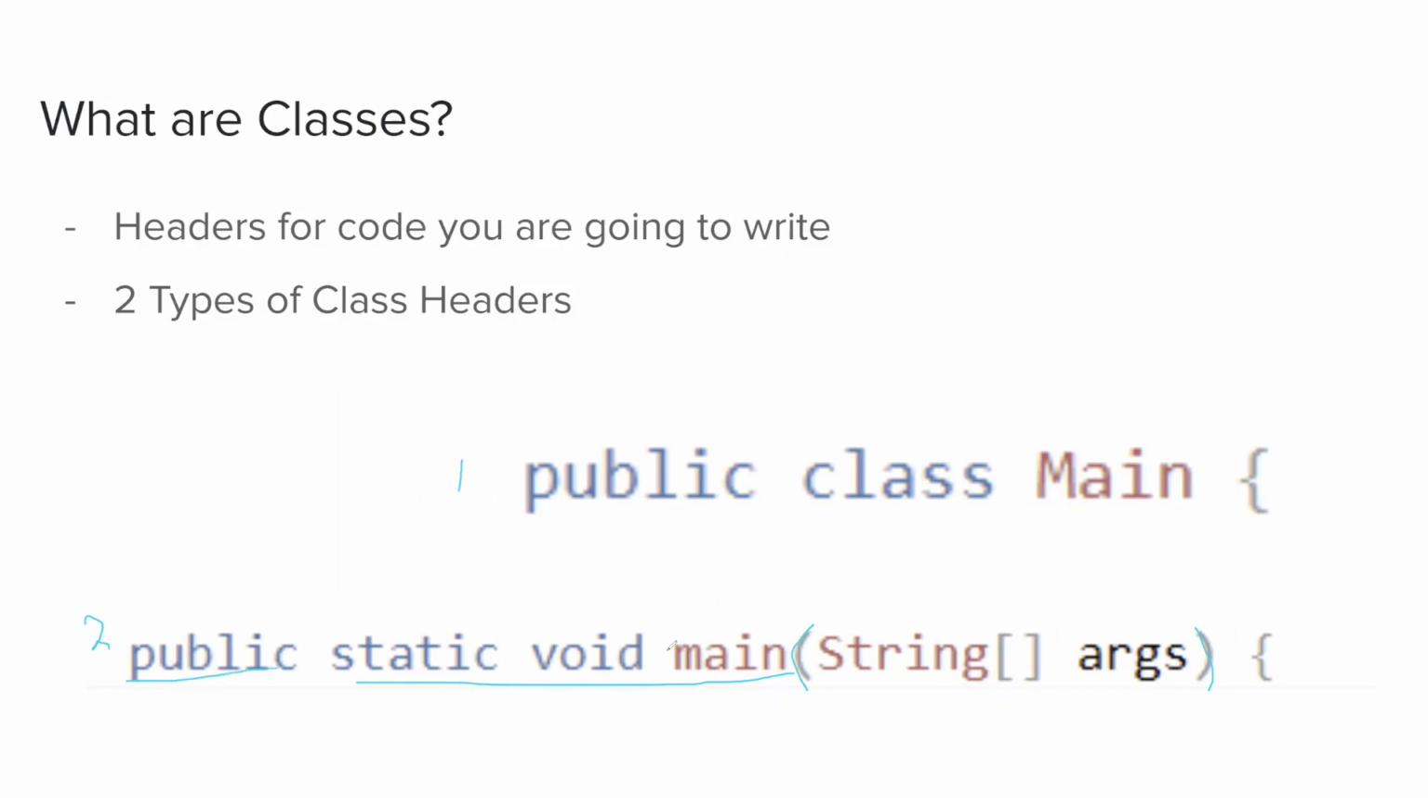Public, static, void, main, string args. Main indicates the main method, and this cannot be changed. This must be hardcore memorized. So if I want to print out, which we will learn soon, I want some cookies, you need to write it inside of this class header because it's the main method.